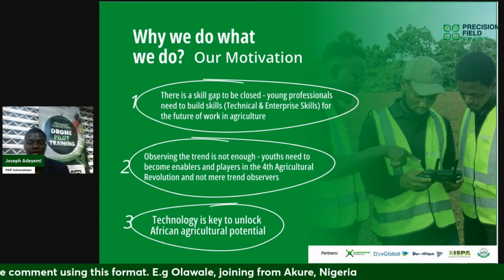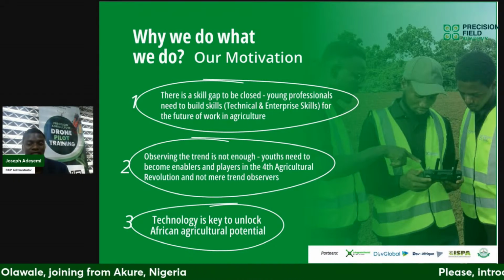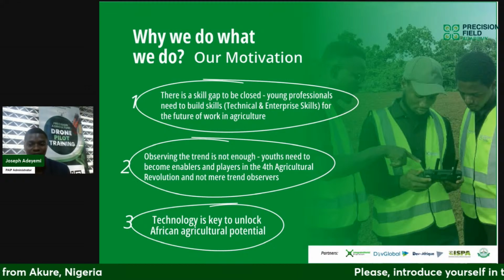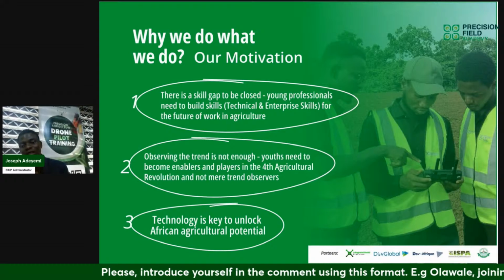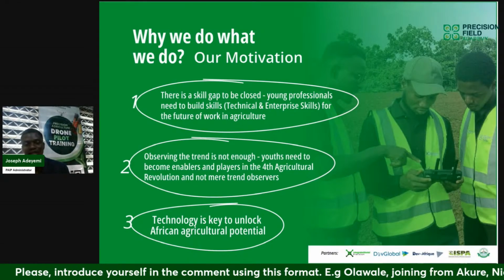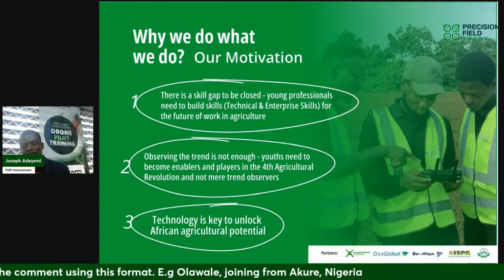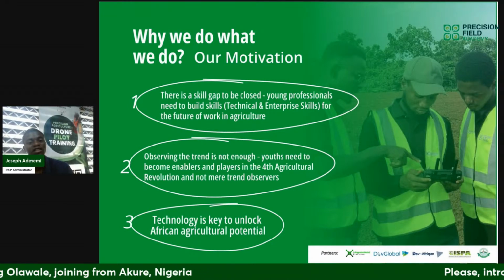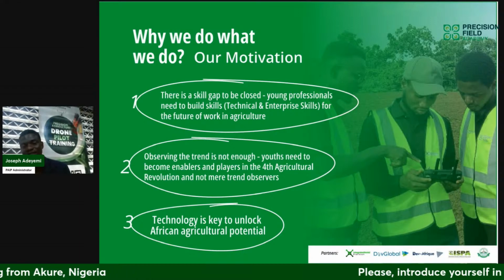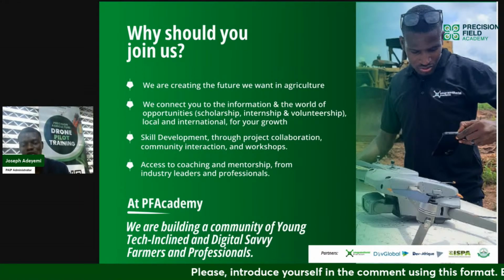Number two is that observing the trends is not enough. You need to be directly involved. They need to become an enabler and a player in the fourth agricultural revolution and not just a mere observer. Three is that technology is actually the power to unlock the African agricultural potential. So we can ride on the wing of technology to change the game of agricultural practice in the continent of Africa.